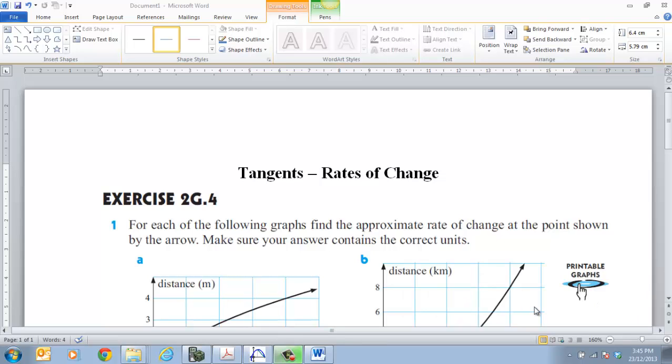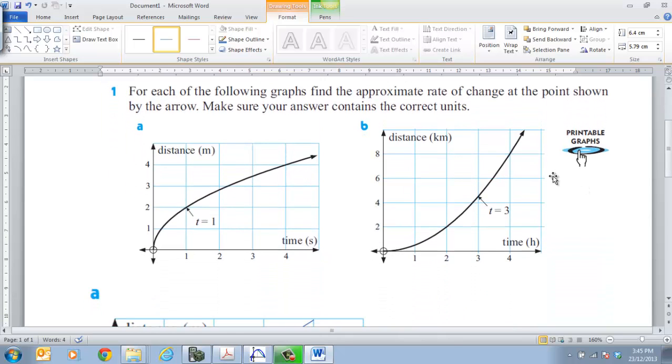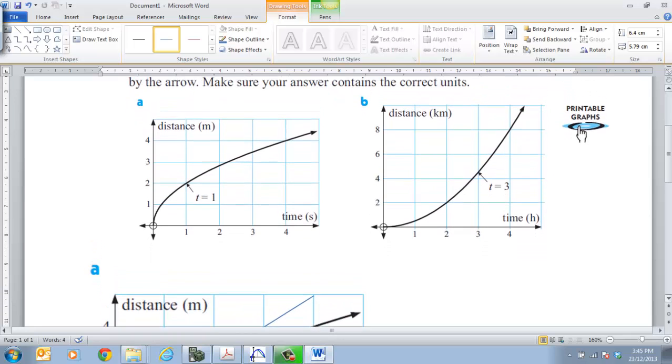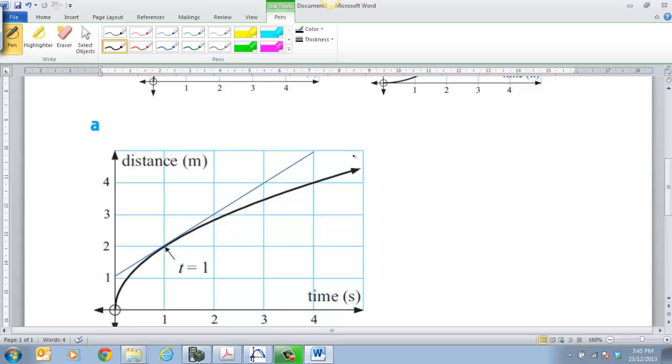Looking at exercise 2G4, what we want to do is look at finding the tangents so we can find the rate of change of a particular value. So I just want to do a couple of quick examples for you. For these two graphs here, and I'll print the graphs off for you so you can actually do them on the actual graph itself. Now, when we're doing this, what you want to do is draw a line that is a tangent at that point there. You want to draw it so it at least goes through a point, and you sort of fudge it a bit so you make sure it goes through a nice point for you so you can identify that.